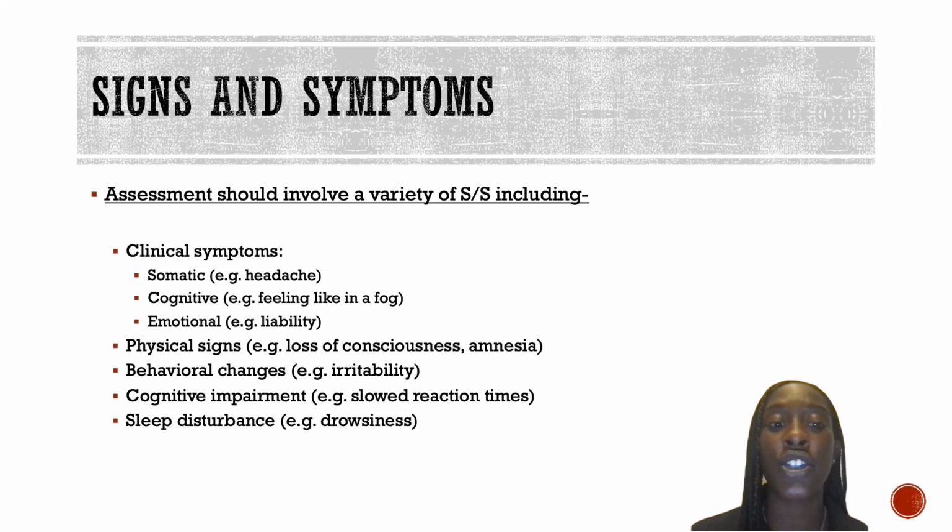So it's not just one specific thing. You can't just get one sign or symptom and the athlete may be diagnosed with a concussion, or you can have a variety of all of these. And I've seen some cases where there's just one. I've seen some cases where there's 2 and 3.